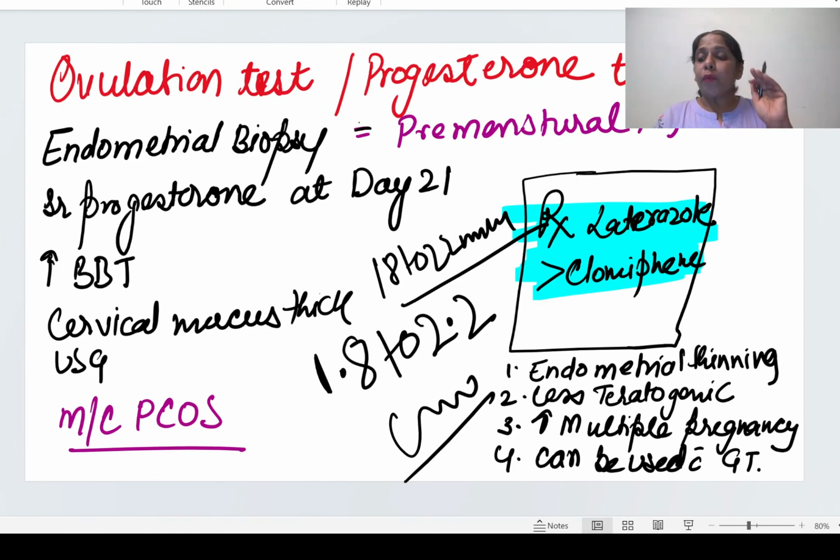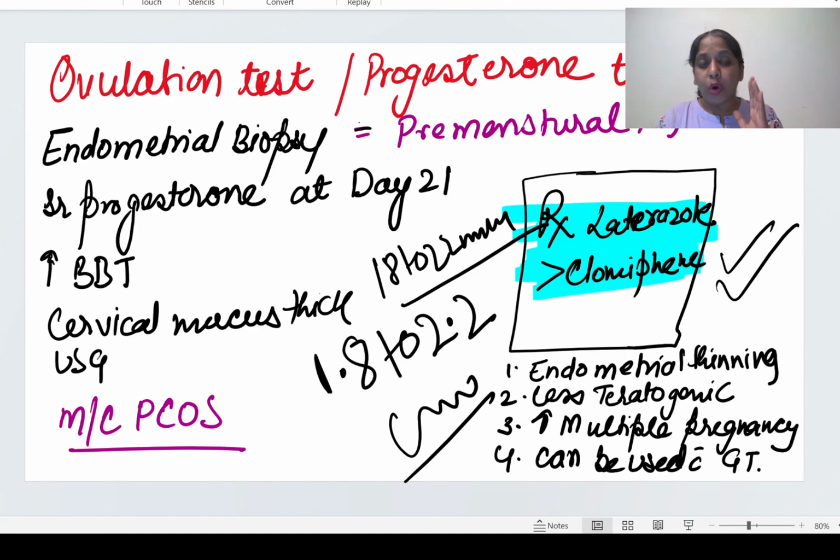Okay. Now, what is the main cause of non-ovulation? The main cause is PCOS in females. PCOS, as you all know, leads to non-ovulation, right? Decreased ovulation or no ovulation. The treatment of decreased ovulation is letrozole or clomiphene. Letrozole, students, is the drug of choice.